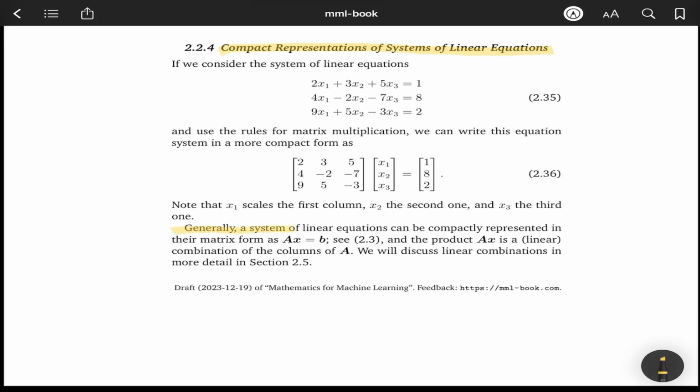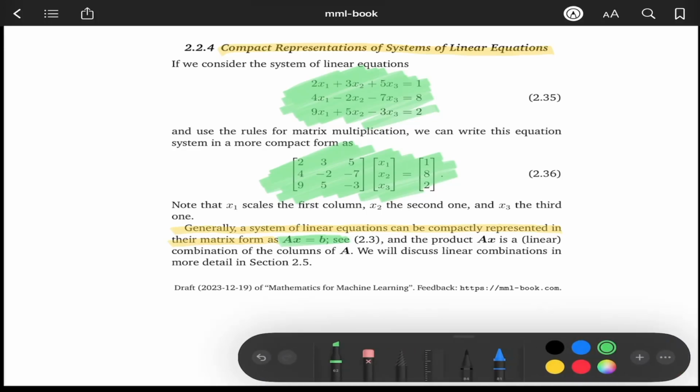Generally, a system of linear equations can be compactly represented in matrix form as Ax equals b. Okay, so when mathematicians write Ax equals b, what they mean is this green thing. And this green thing actually means a system of linear equations. This is like compressing, right? That's some kind of hardcore compression.